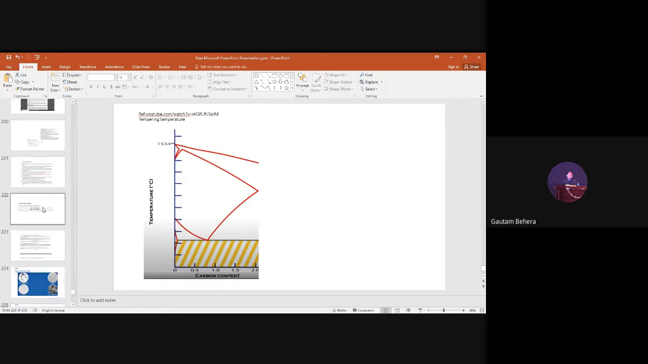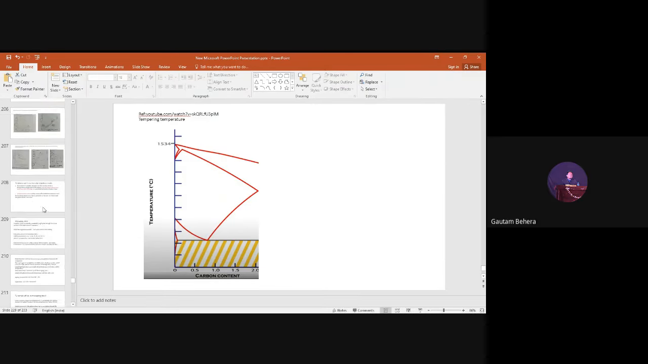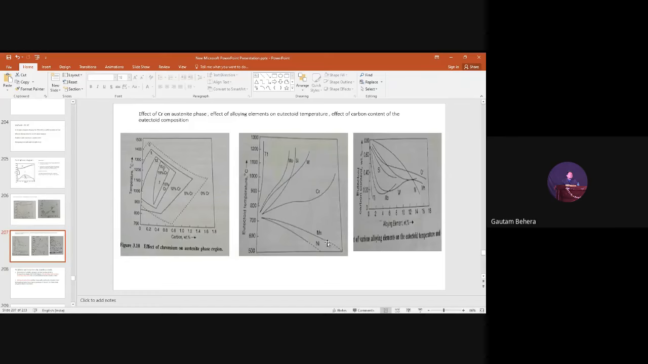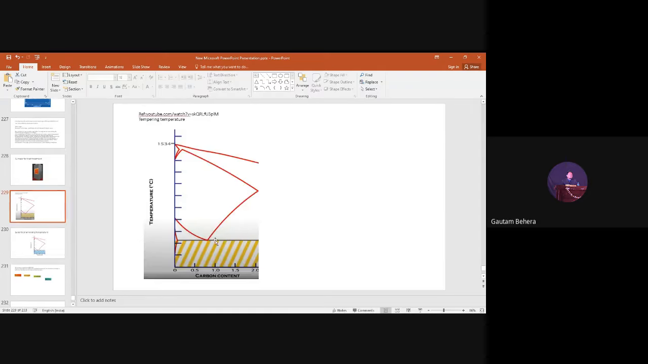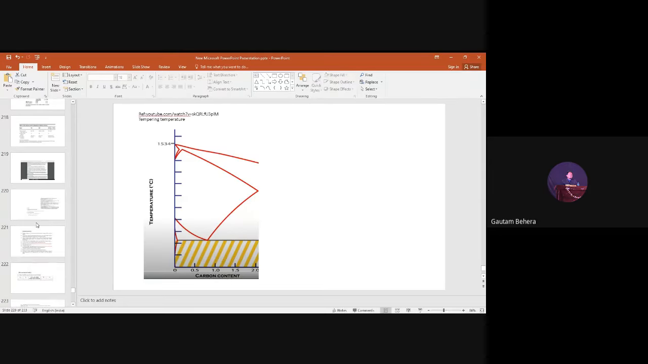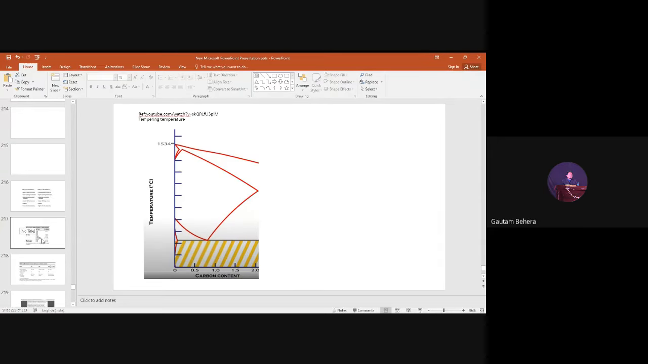Similarly, you can see with the addition of nickel and manganese. Nickel and manganese are important examples of austenite stabilizers. They stabilize the austenite phase, right? So if they stabilize the austenite phase, that means the austenite region will grow bigger, it will occupy a bigger region. So this A1 or eutectoid temperature will go down, right? So this is the effect of alloying elements on eutectoid temperature. The eutectoid temperature will rise if you add a ferritic stabilizer. If you add an austenitic stabilizer, the eutectoid temperature will go down.